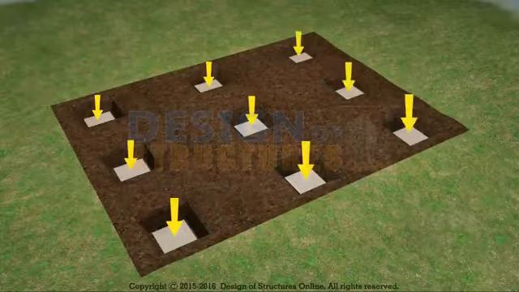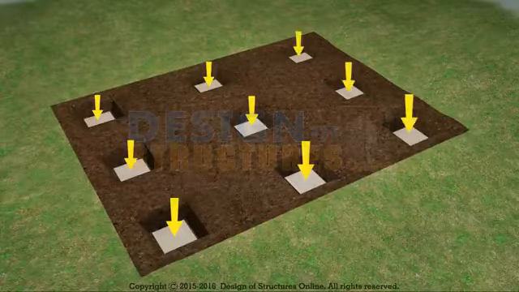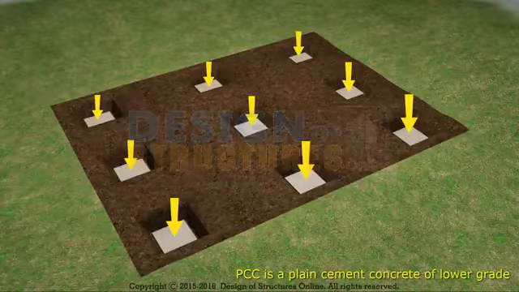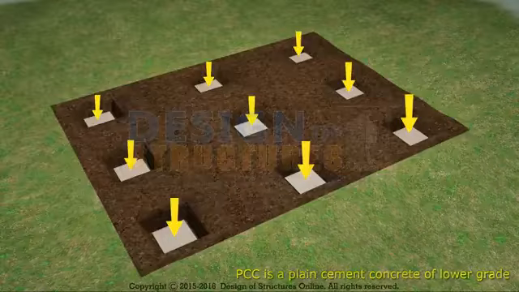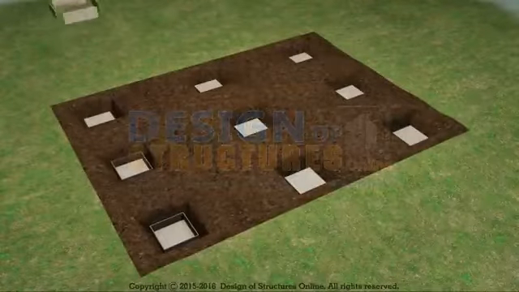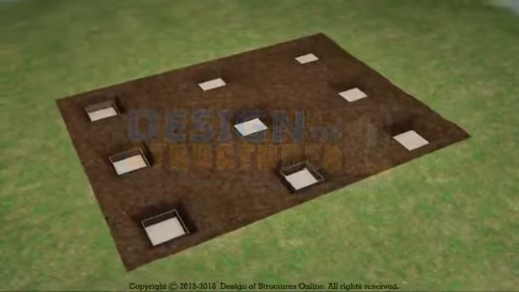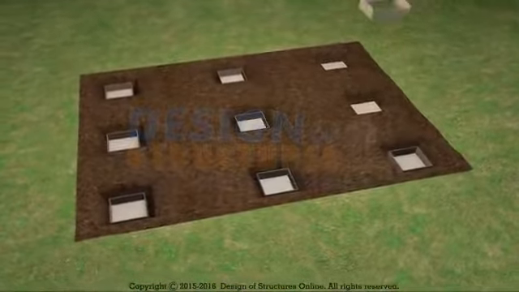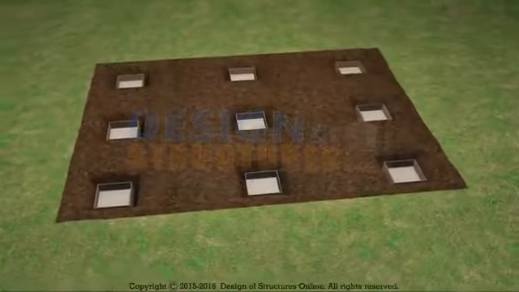PCC. After the excavation, the surface is leveled. PCC is poured over the leveled surface. Foundation shuttering. Shuttering arrangement for foundation is to be made. Once PCC is done, shuttering for foundation is placed. It should be strong enough to withstand all types of dead and live loads.